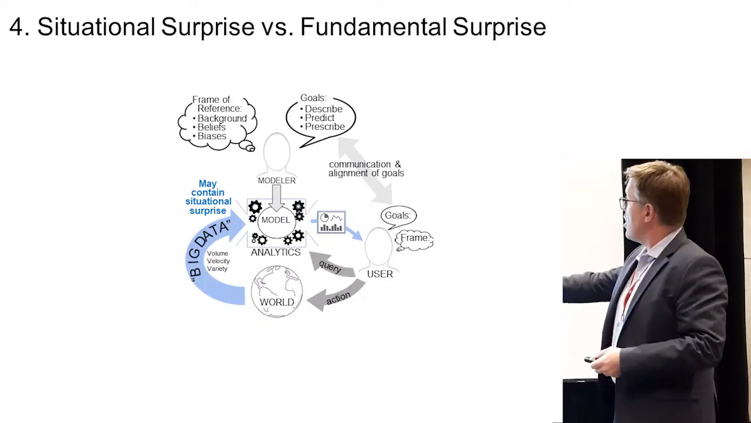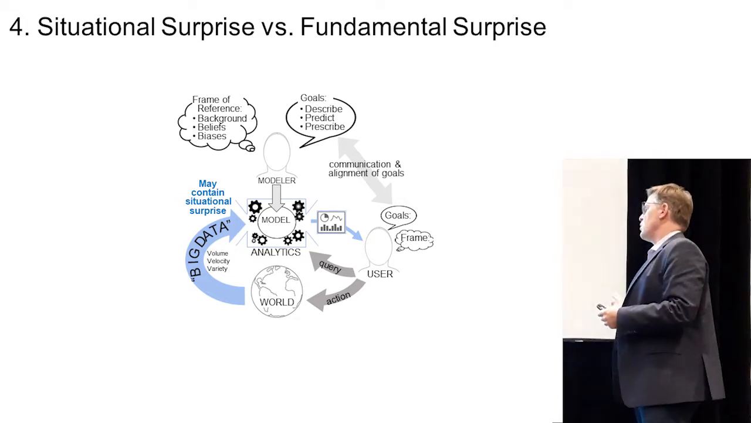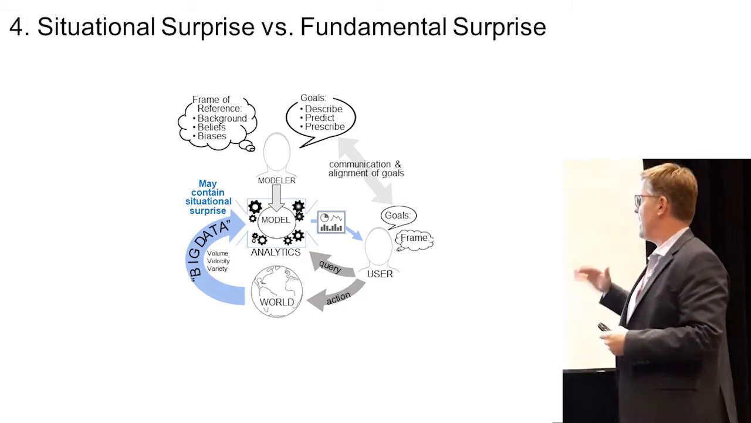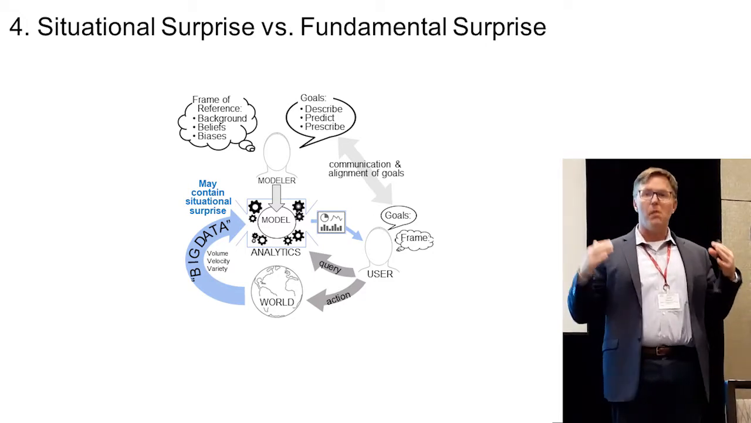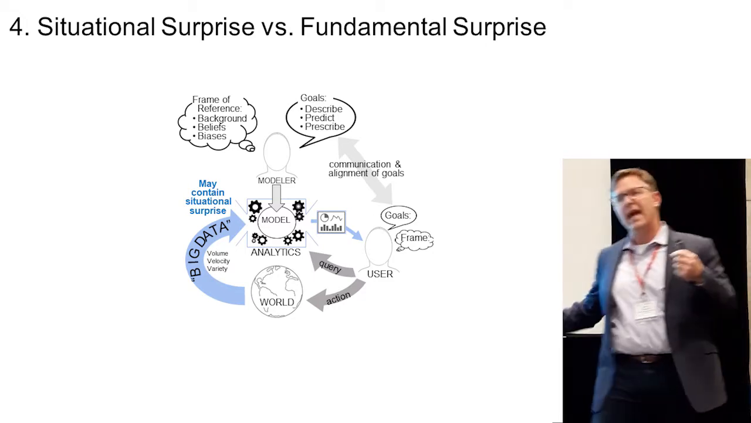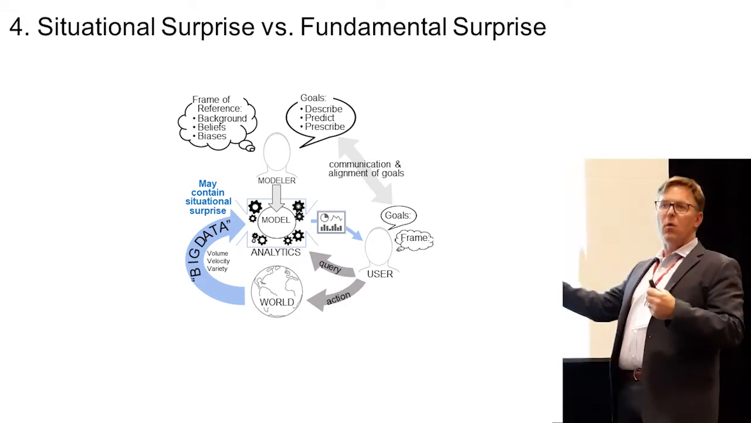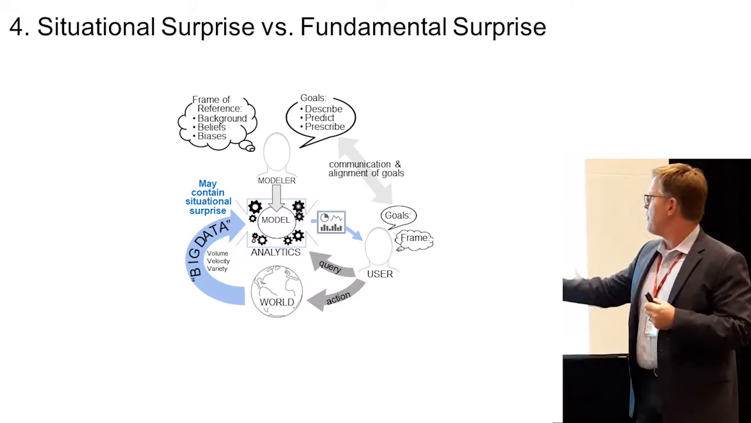Now, this cartoon that I painted here is useful for thinking about both situational and fundamental surprise, because the feedback loop that involves big data can deal with situational surprise. You have things that are well modeled but maybe very rare. You can account for them, and your model can learn. It can update its priors about what the likelihood of this thing happening in the future is. So that's well represented here.